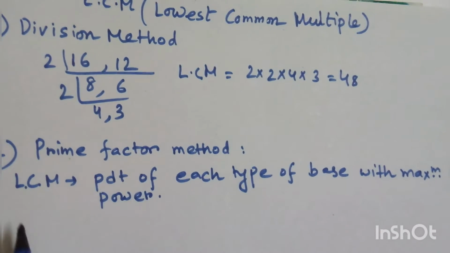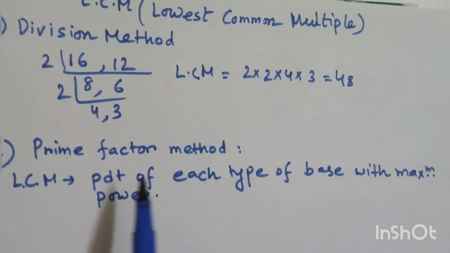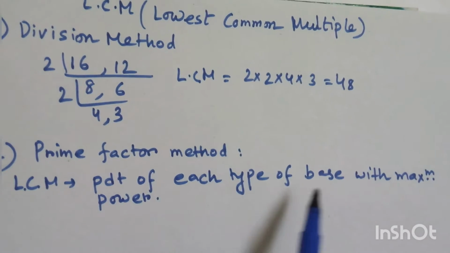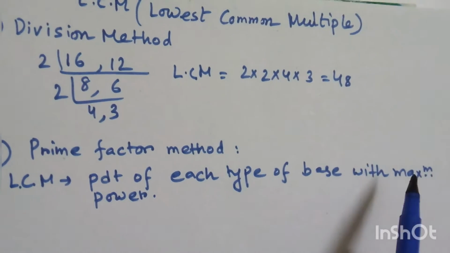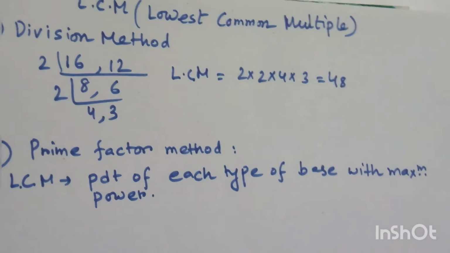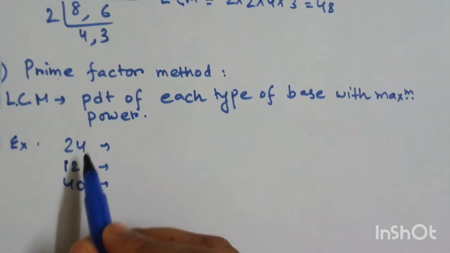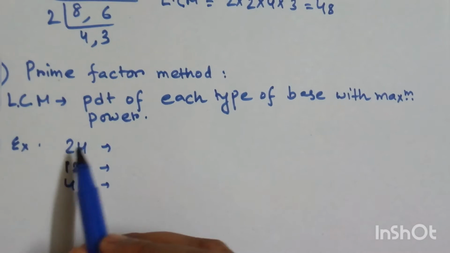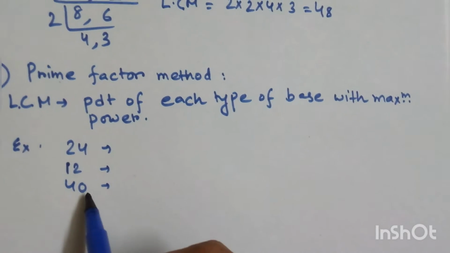Next is the prime factor method. In this method the LCM will be the product of each type of base with maximum power. So this is the example. Find the LCM of 24, 12 and 40.